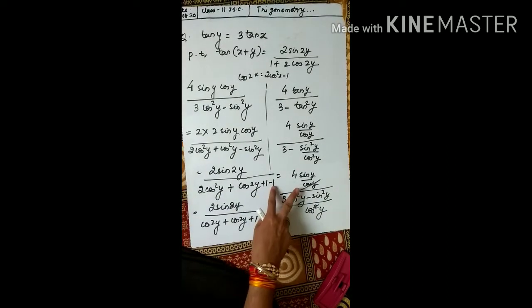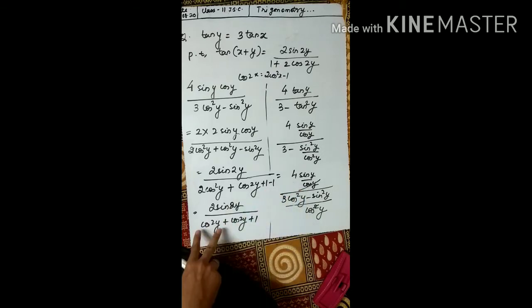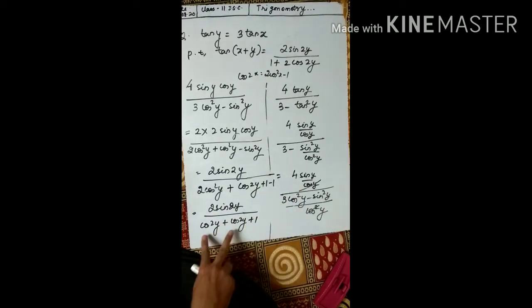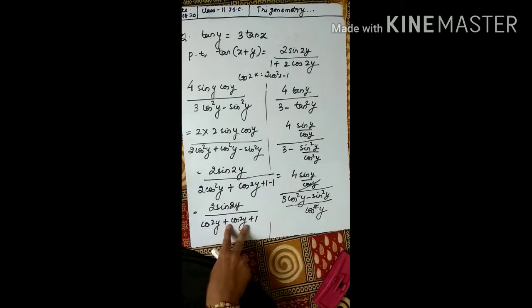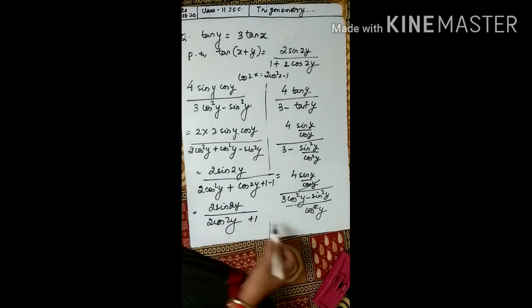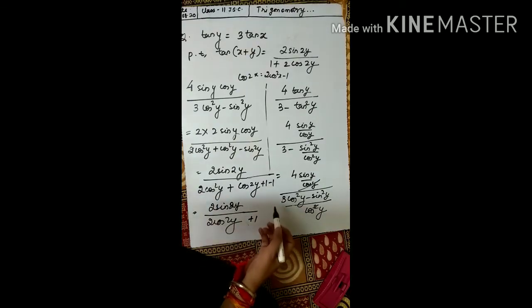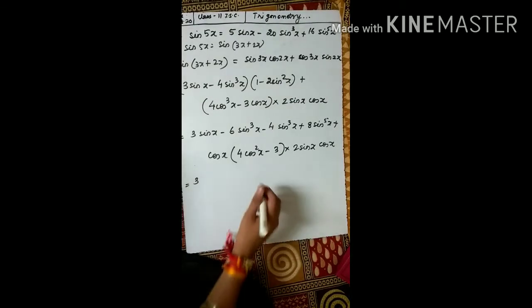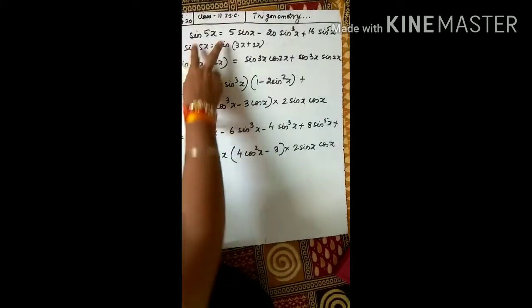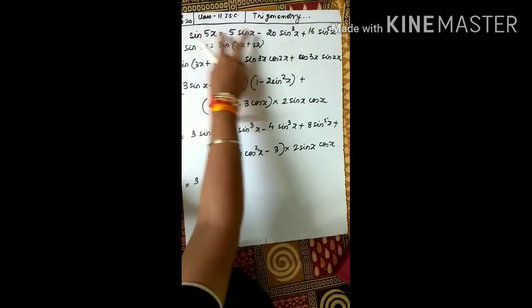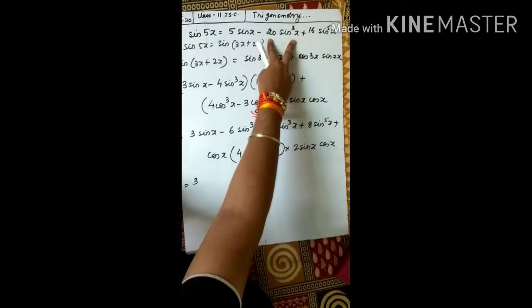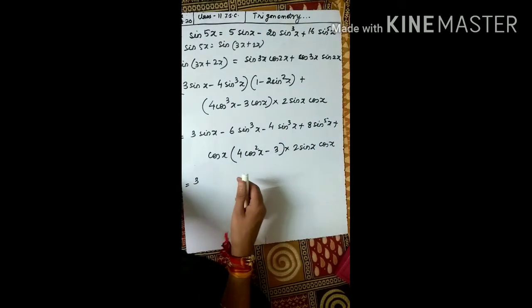So 2 cos square y minus 1 will give you cos 2y, and this plus 1. And this cos 2y plus cos 2y will give you 2 cos 2y. So 2 cos 2y plus 1. Hence proved. Now please try to understand this question. Sin 5x is equal to, we have to prove, 5 sin x minus 20 sin cube x plus 16 sin to the power 5 x.